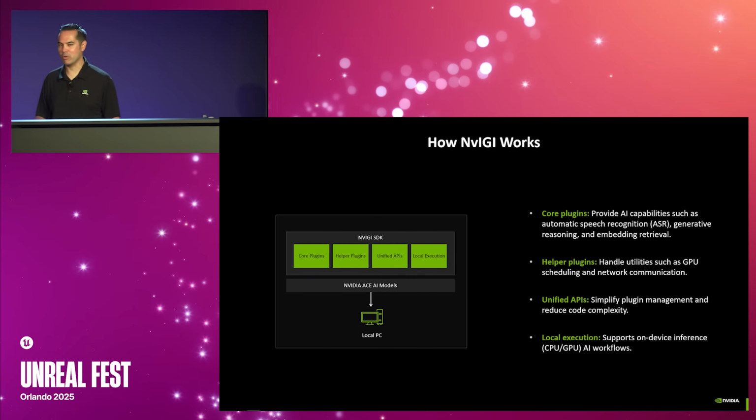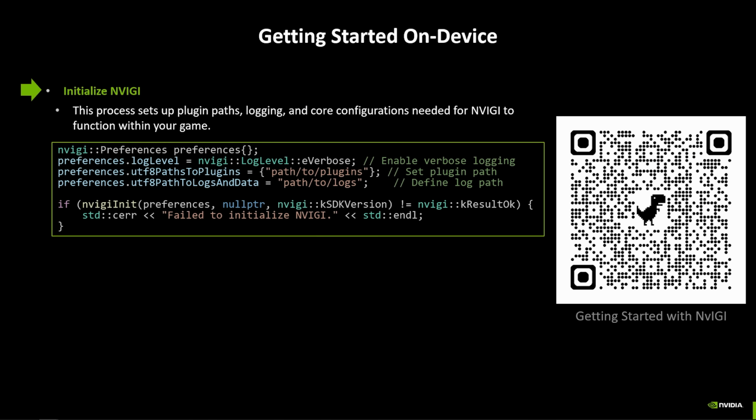And for my programmers in the crowd, if you're wondering, how do I get started? Well, this is very easy. I'm going to go over this really quickly, but basically this QR code is one of our tech blogs that discusses how to get started with IGI on device. So if you go here, we have this technical blog. I'll talk a little bit about some of the C++ code of how to enable IGI. But basically, once you get the SDK up and running, download some models.